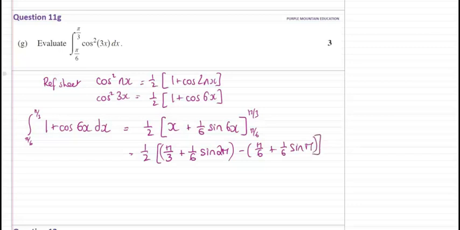Now we know that sine of any multiple of pi is going to go to 0. That term goes to 0 and that term goes to 0. I'm just left with a half of pi on 3 less pi on 6. So inside the brackets there is pi on 6, and a half of that means my answer is pi on 12.